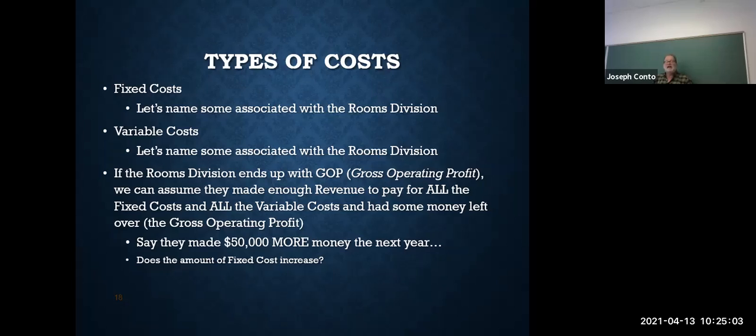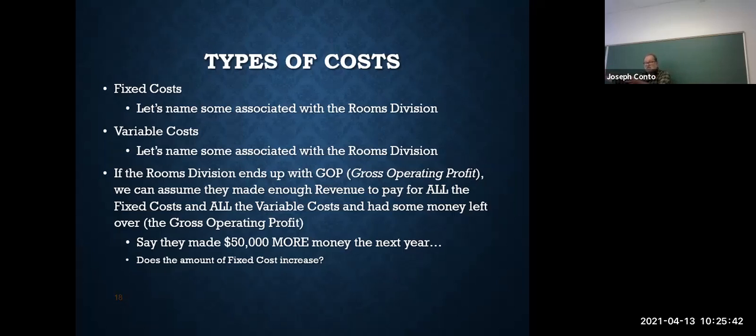But how about my fixed costs? How much of that $50,000 is going to go to pay for fixed costs? Here's the idea of flow through. None of it. Because fixed costs have already been paid. Let's say last year I made $250,000, right? And I paid for all my variable costs, I paid for all my fixed costs, and I had a little bit left over. This year I made that $250,000 plus $50,000 more. What paid for fixed costs this year? The original $250,000 already paid for my fixed costs, just like it did last year.